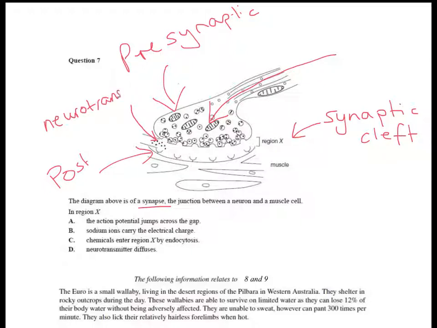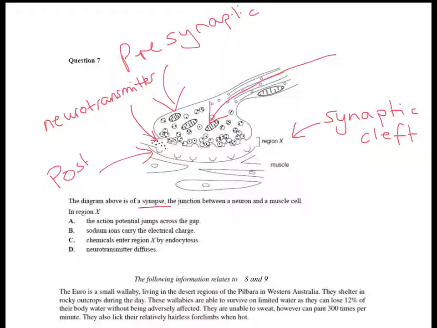Okay, and that neurotransmitter diffuses across the synaptic cleft. So the neurotransmitter is actually a chemical and it moves across this cleft. Okay, so if we look at the question, the diagram above is of a synapse, the junction between a neuron and a muscle cell.